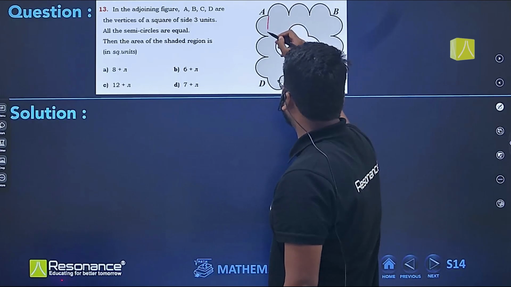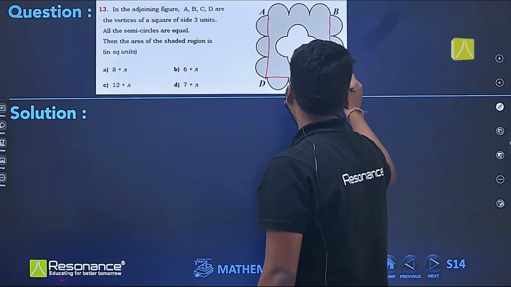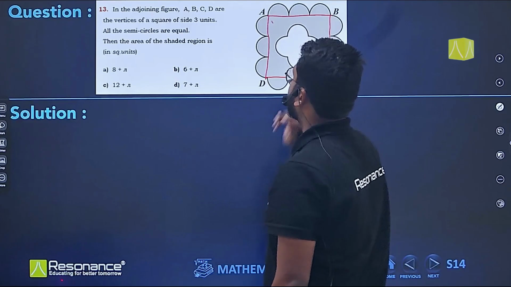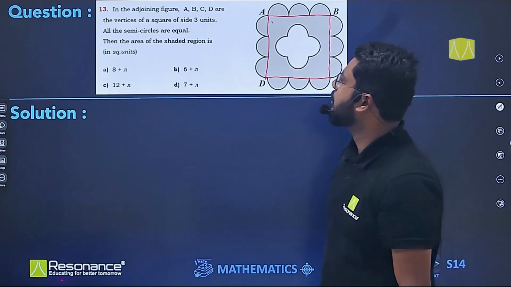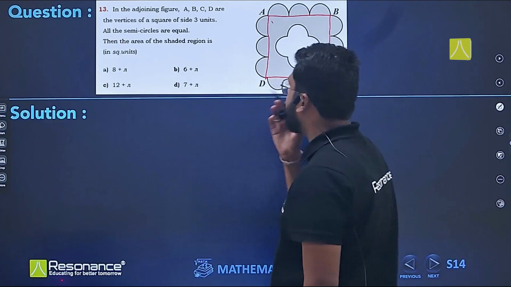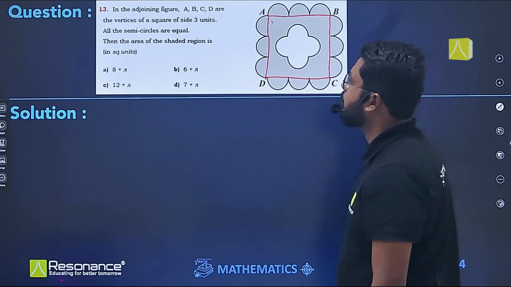A, B, C, D are the vertices of a square. We are drawing a square here of side 3 units. All the semicircles are equal. Then the area of the shaded region is what? We have to find the area of the shaded region.